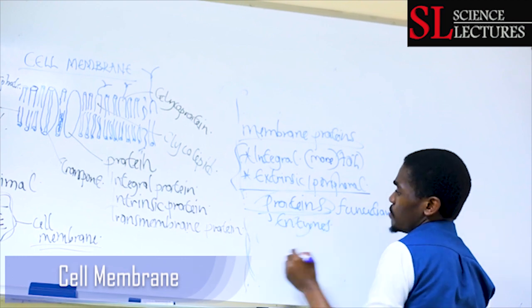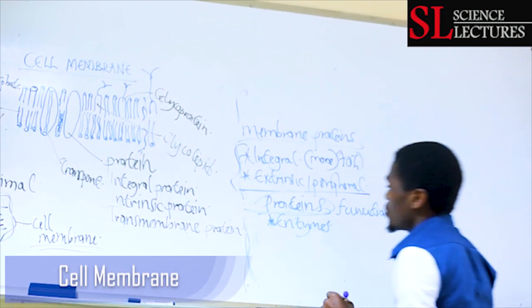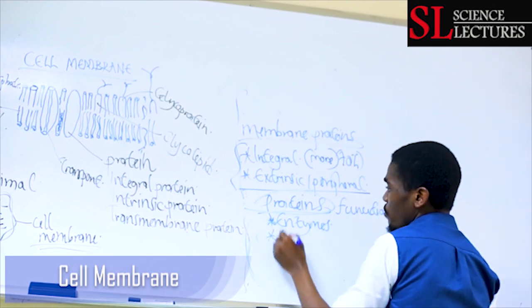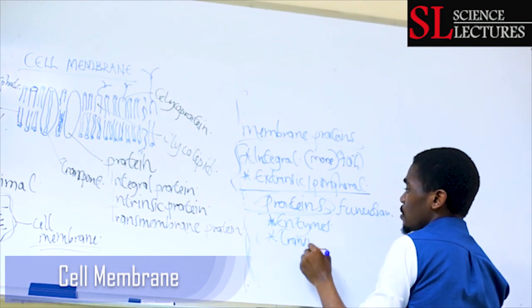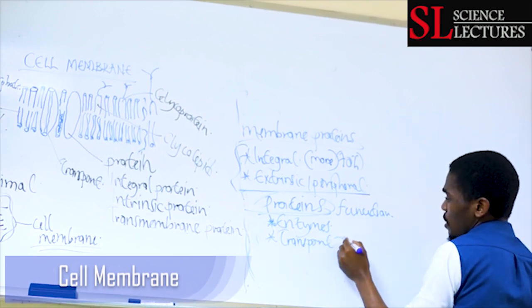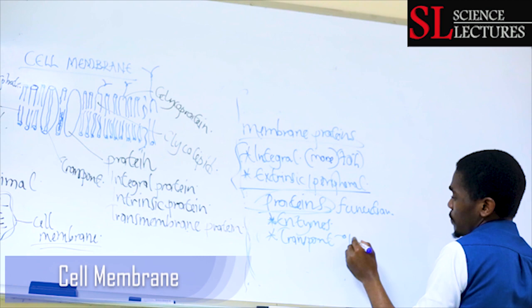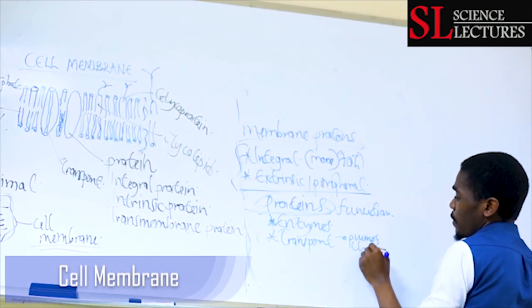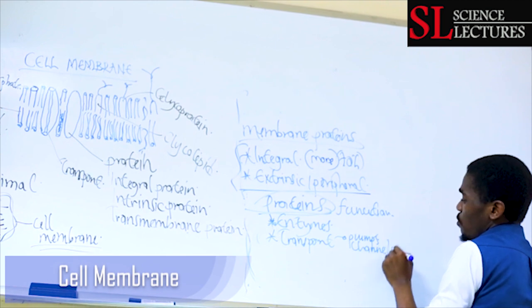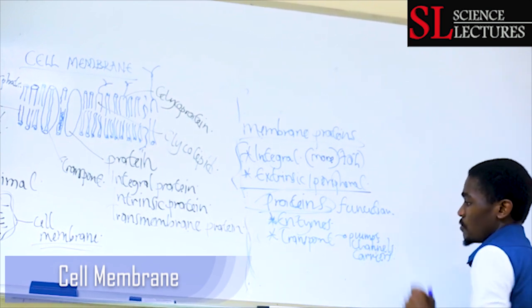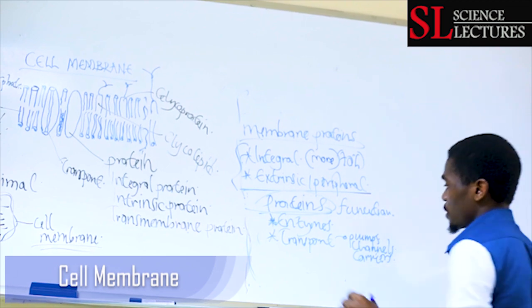We need enzymes within the cell membrane, so some proteins can serve as enzymes within our membrane. Then we need transport proteins. Some can work as transport proteins. Here we can have the protein pumps, the channels, and the carriers. All these are proteins aiding in transportation of materials in and out of the cell.